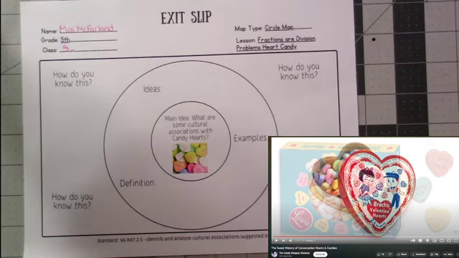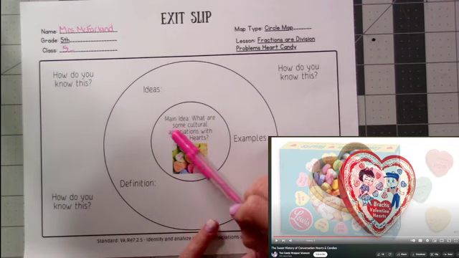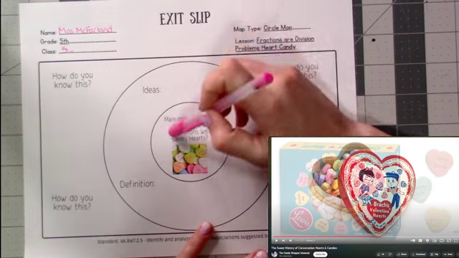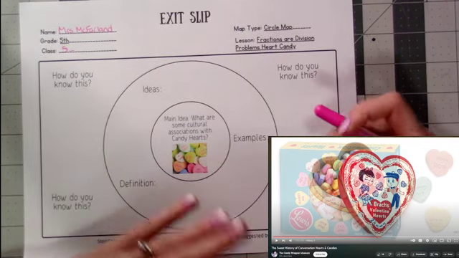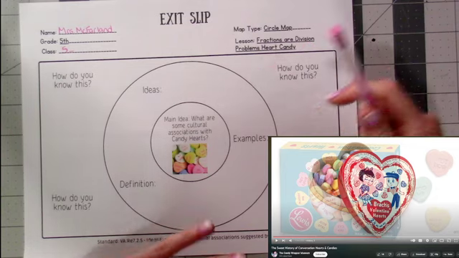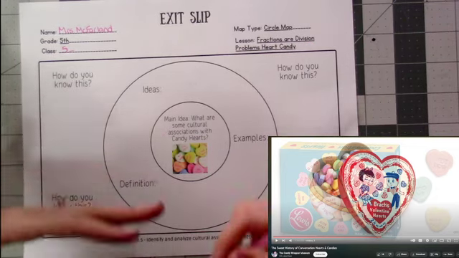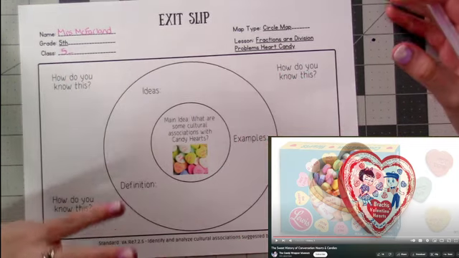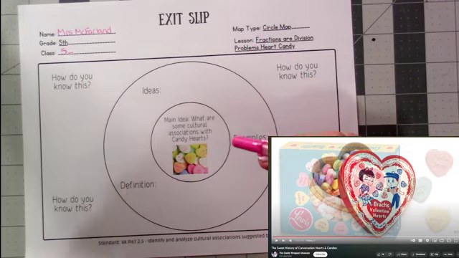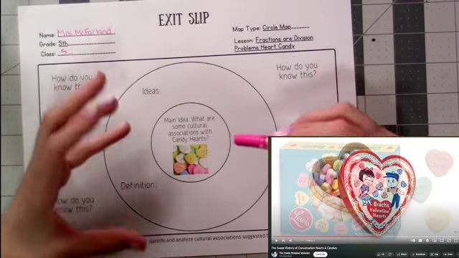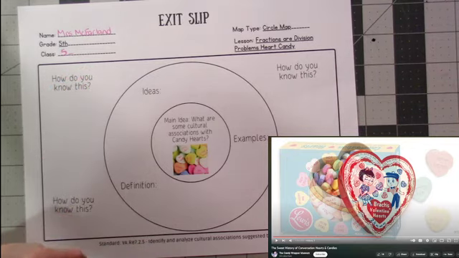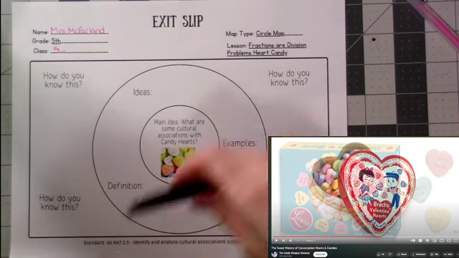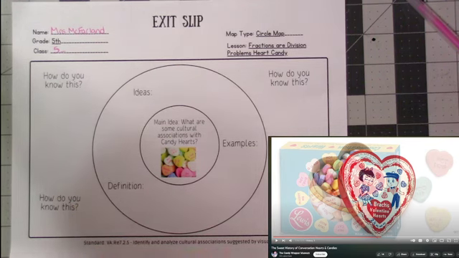Okay, very good. Now, our main idea for our circle map is: what are some cultural associations with Candy Hearts? So cultures are just different groups of people. So it means like Americans, Europeans, all sorts of cultures. An association means just what do they connect Candy Hearts with. So what are some different ways groups of people connect with Candy Hearts? Like what do we think about when we think Candy Hearts? Or what do other people think about when they think about Candy Hearts?